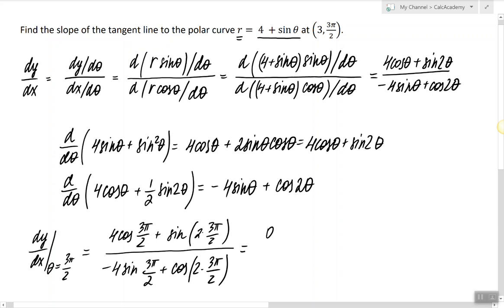Cosine of 3 pi over 2 is 0, sine of 3 pi is 0, and sine of 3 pi over 2 is negative 1, and cosine of 3 pi is also negative 1. So the answer is 0. So the slope of the tangent line to this polar curve at 3 pi over 2 is 0.